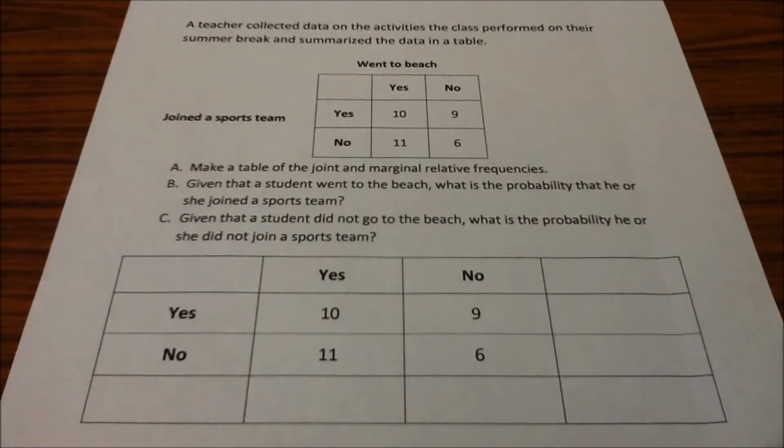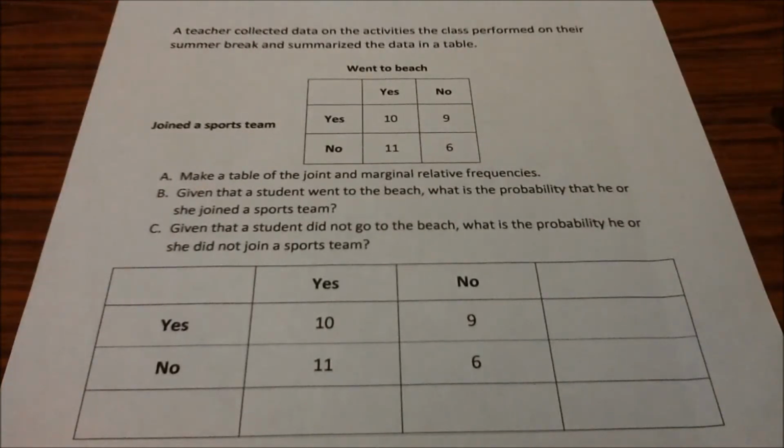The first question is to make a table of the joint and marginal relative frequencies. The second one is, given that a student went to the beach, what is the probability that he or she joined a sports team? And the third one, given that a student did not go to the beach, what is the probability he or she did not join a sports team?